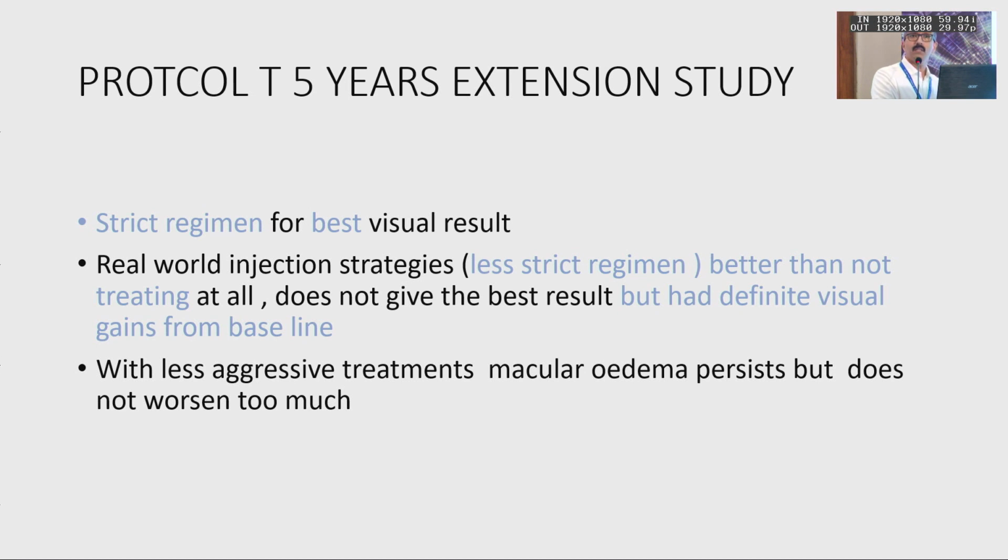The 5-year extension study also told us that the strict regimen, if you give it monthly, is the best, but it's not always possible. Real world injection strategies, that is what we commonly do in our clinics, are not that stringent, but the study said that even if it doesn't give you the best result, it has definite visual benefit. So it is okay not to treat as stringently as in a study group.